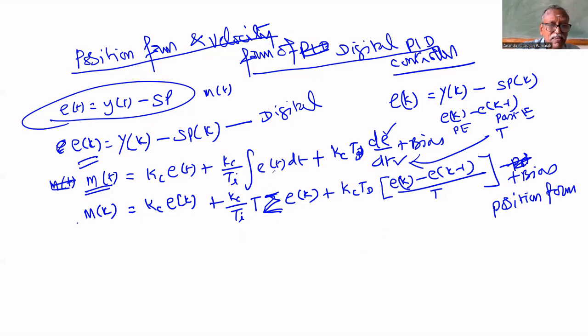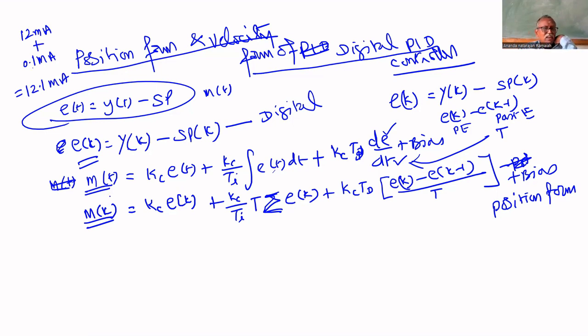So this can be written for delta M, change in M. Change in M means: in the previous sampling period, what is the controller output? At present, what is the controller output? The difference between the two is the change in controller output. If you know the change in controller output, we can add it to the previous controller output. Suppose the previous controller output is 12 milliamps. At present, the change in controller output is 0.1 milliampere. Therefore, the new controller output is 12.1 milliampere. That's all, we have to add these two and you will get the new controller output.